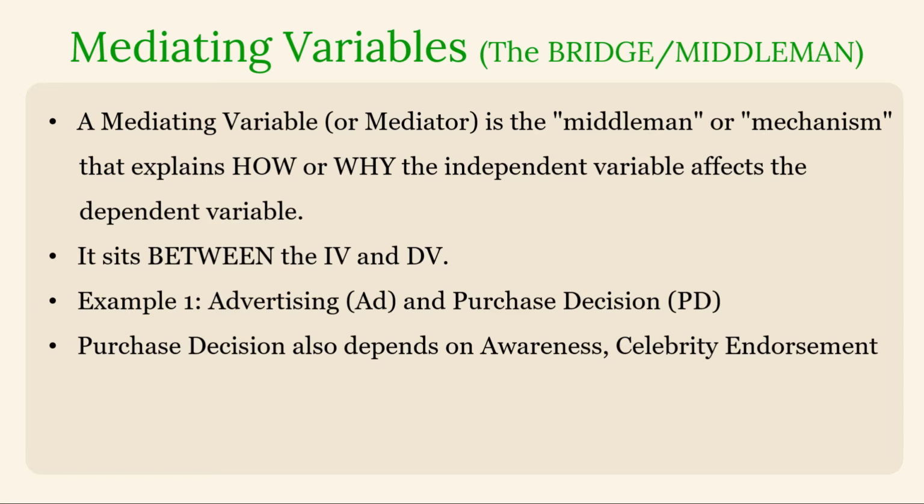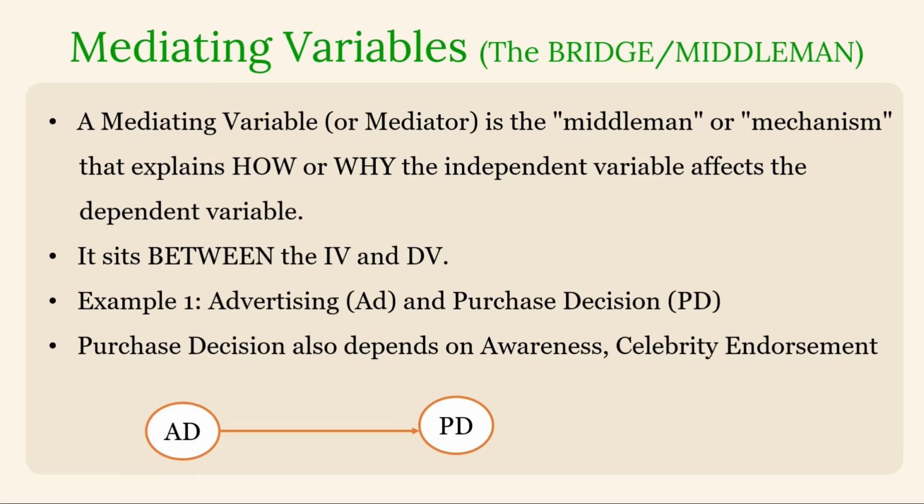So let us take the same example of advertising and the purchase decision. We know that advertising influences the purchase decision, but the purchase decision also depends on customer awareness about the product as well as other factors like celebrity endorsement, which can mediate the impact of the independent variable on the dependent variable. Thus, we can show the relationship between independent and dependent variable like this, by connecting these two constructs or factors with the help of an arrow.